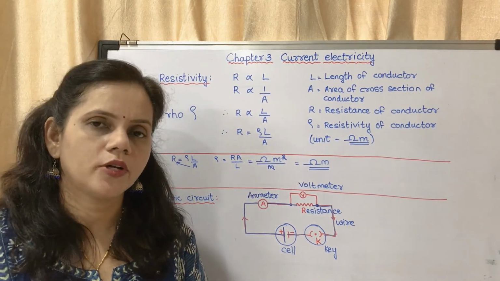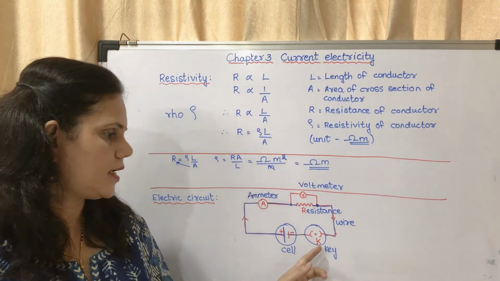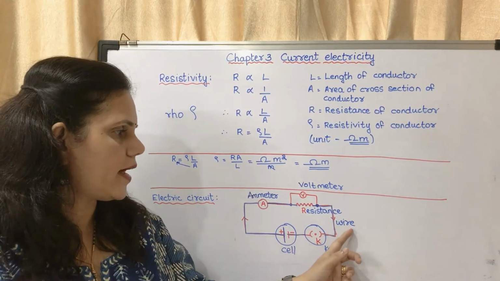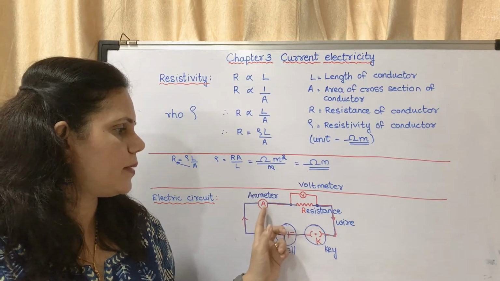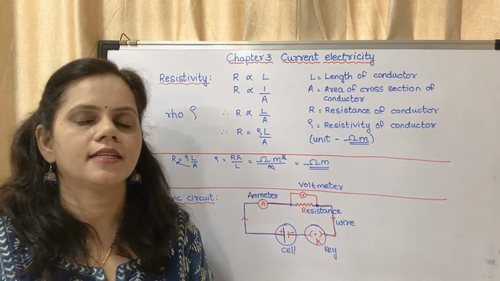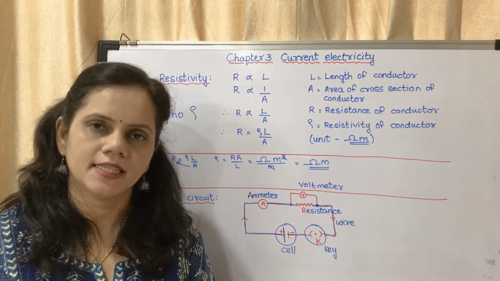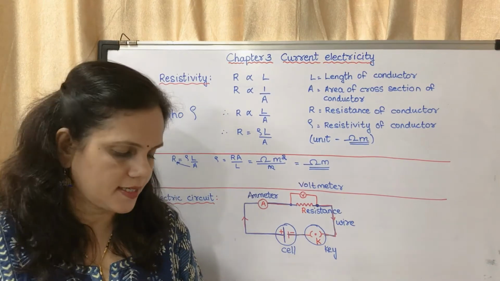And what are the components of an electric circuit? Key, cell, wire, resistance, voltmeter, ammeter. These are the components of an electric circuit. Okay, this much you may understand.